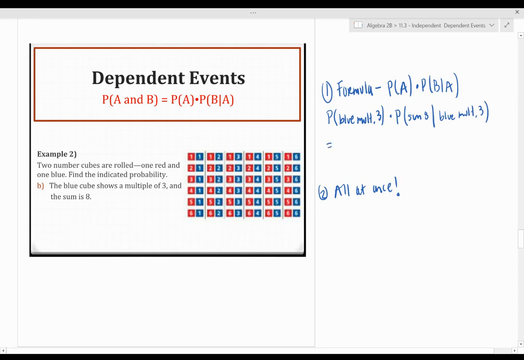So the chance that the blue is a multiple of 3, that would be this column and this column. So I would say 12 out of the 36 have a blue multiple of 3. Now, out of those 12 that I just narrowed it down to, how many of them also have a sum of 8? A sum of 8 would be this 5 and 3 and the 2 and the 6. So I'd say 2. And if I multiply that, I'm going to get 0.0556 again.